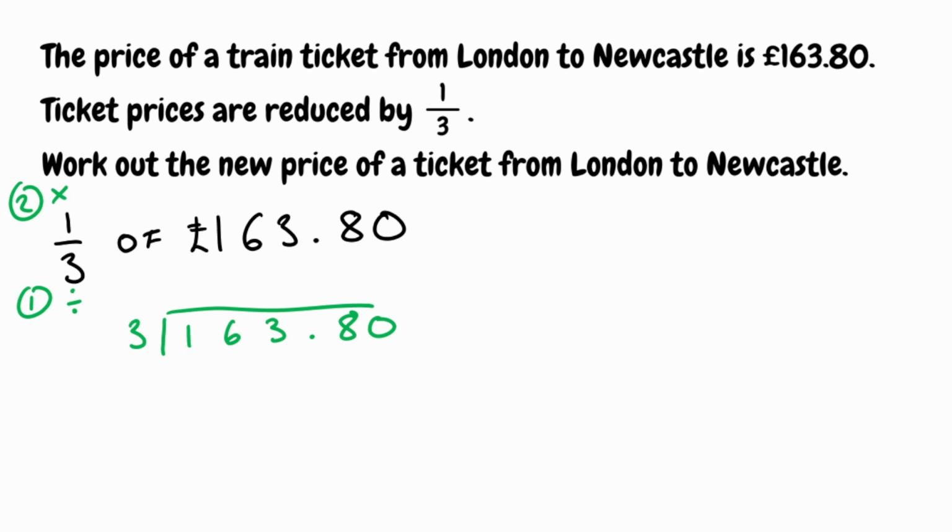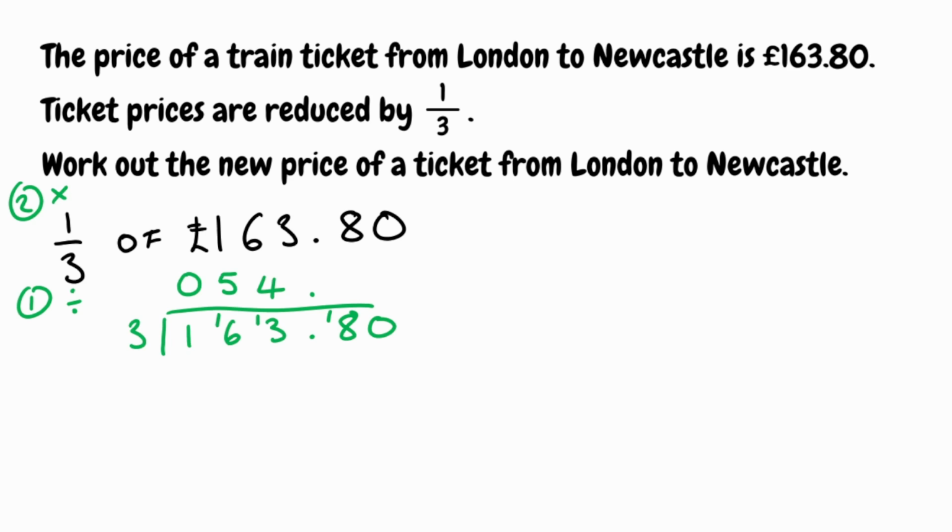So we have a 3 on the outside, and then our 163.80 on the inside. So we want to see how many times does 3 fit into 1? Well, it doesn't, it's 0 times, so I'm going to carry that 1 over to the next digit. How many times will 3 fit into 16? Well, that'll fit 5 times, because 3 times 5 is 15, leaving us with the remainder of 1. So I carry that over to the next digit. How many times will 3 fit into 13? Well, that'll go 4 times, because 3 times 4 is 12, leaving us with a remainder of 1.